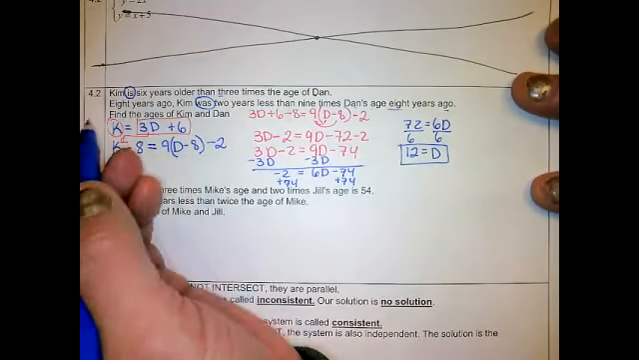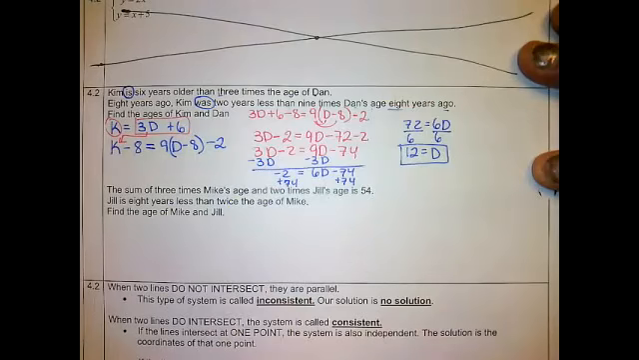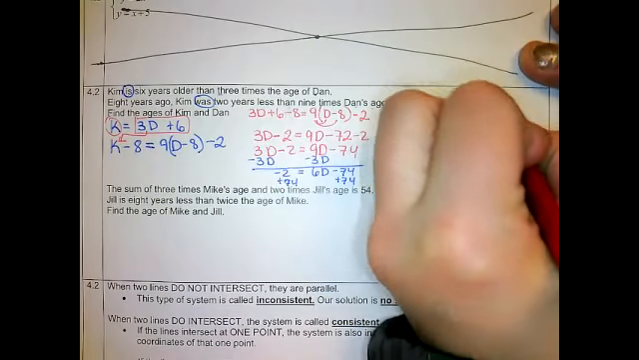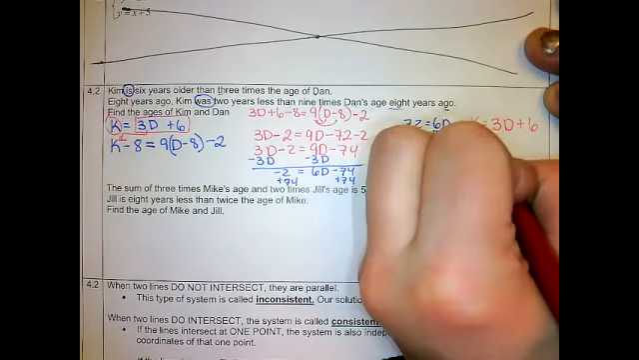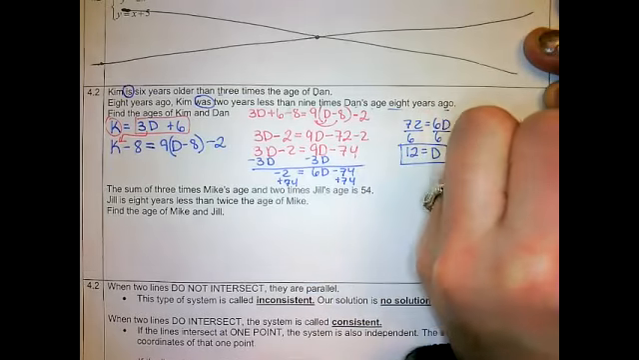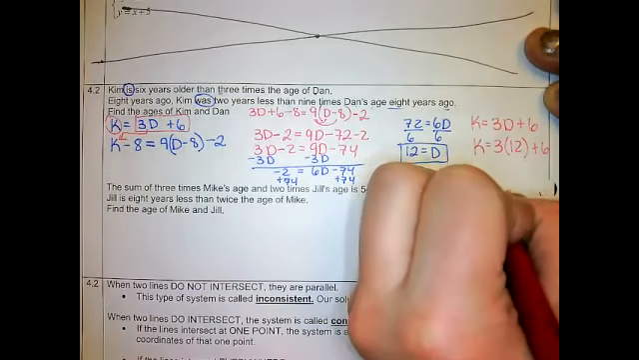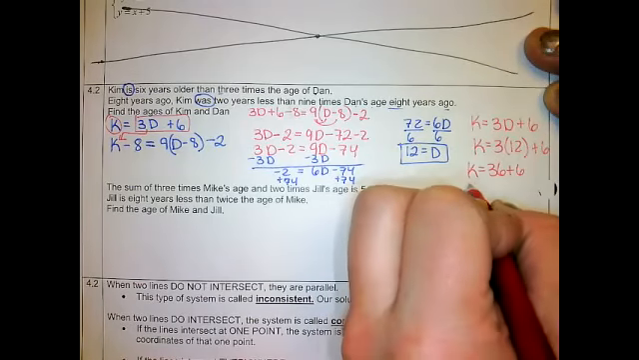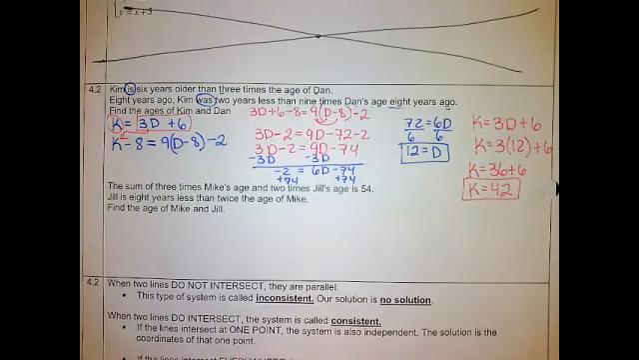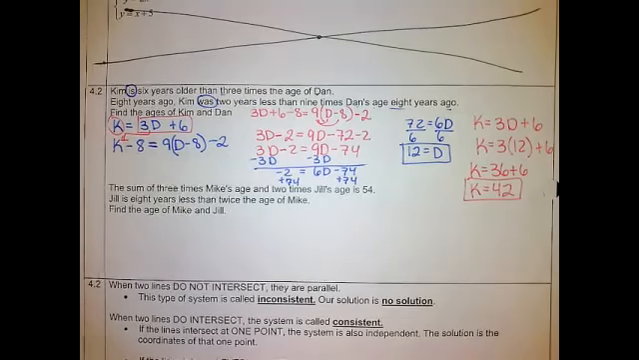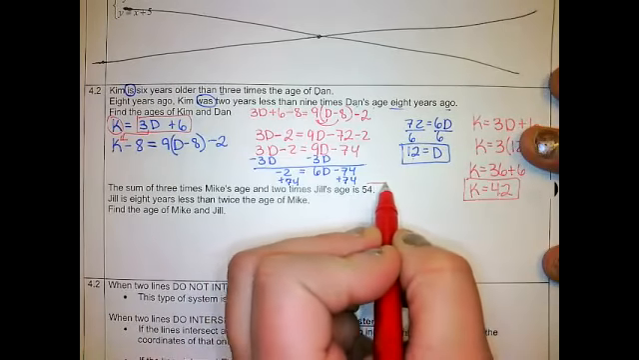So let's go on ahead and now find Kim's age. I know that Kim's age is 3 times Dan's age plus 6. So Kim equals 3 times Dan's age, which is 12, plus 6. So Kim equals 36 plus 6. So Kim then is 42 years old. Now in these word problems, we're not going to write this one as an ordered pair, even though technically on a graph, it would be where they touch, okay? But we're talking about people's ages and it's a word problem. So we're just going to say, hey, Dan is 12 and Kim is 42.